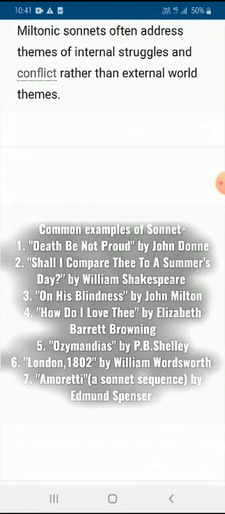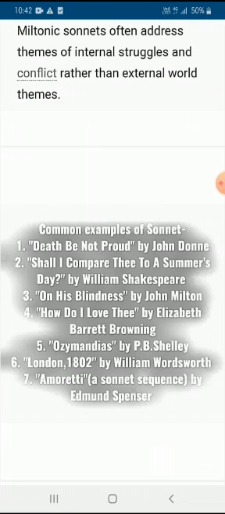Here are some common examples of sonnet. Number 1, Death Be Not Proud by John Donne. Number 2, Shall I Compare Thee to a Summer's Day by William Shakespeare. Number 3, On His Blindness by John Milton. Number 4, How Do I Love Thee by Elizabeth Barrett Browning.